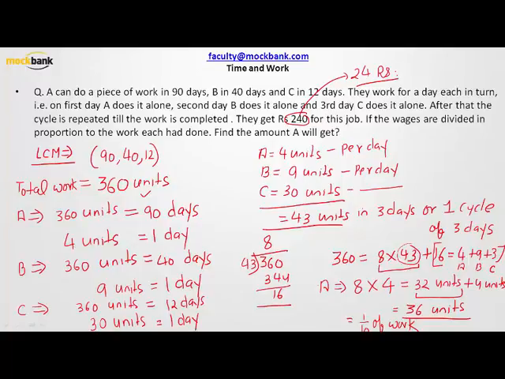So in total A works for 9 days. So 9 into 4, because it works for 4 units a day. So total work that will be completed by A will be 36 units. Since the work done by A is 1/10 of the total work, A will be given the remuneration that is 1/10 of the total remuneration. I hope you're understanding this problem.